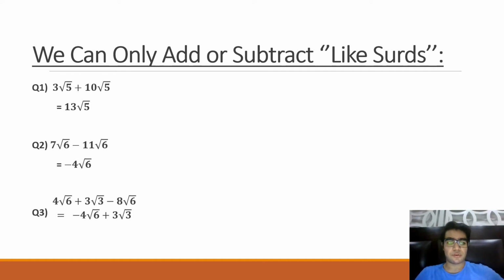So 4 times root 6 minus 8 times root 6. We just subtract the numbers in front. 4 minus 8 is equal to minus 4, and we add the root 6. So minus 4 times root 6, and then plus root 3. We just add this because it's adding over here. We first collect the like surds. 4 minus 8 is equal to minus 4 times root 6, and then we just add plus 3 root 3. Okay, so this is the way that you should solve this.